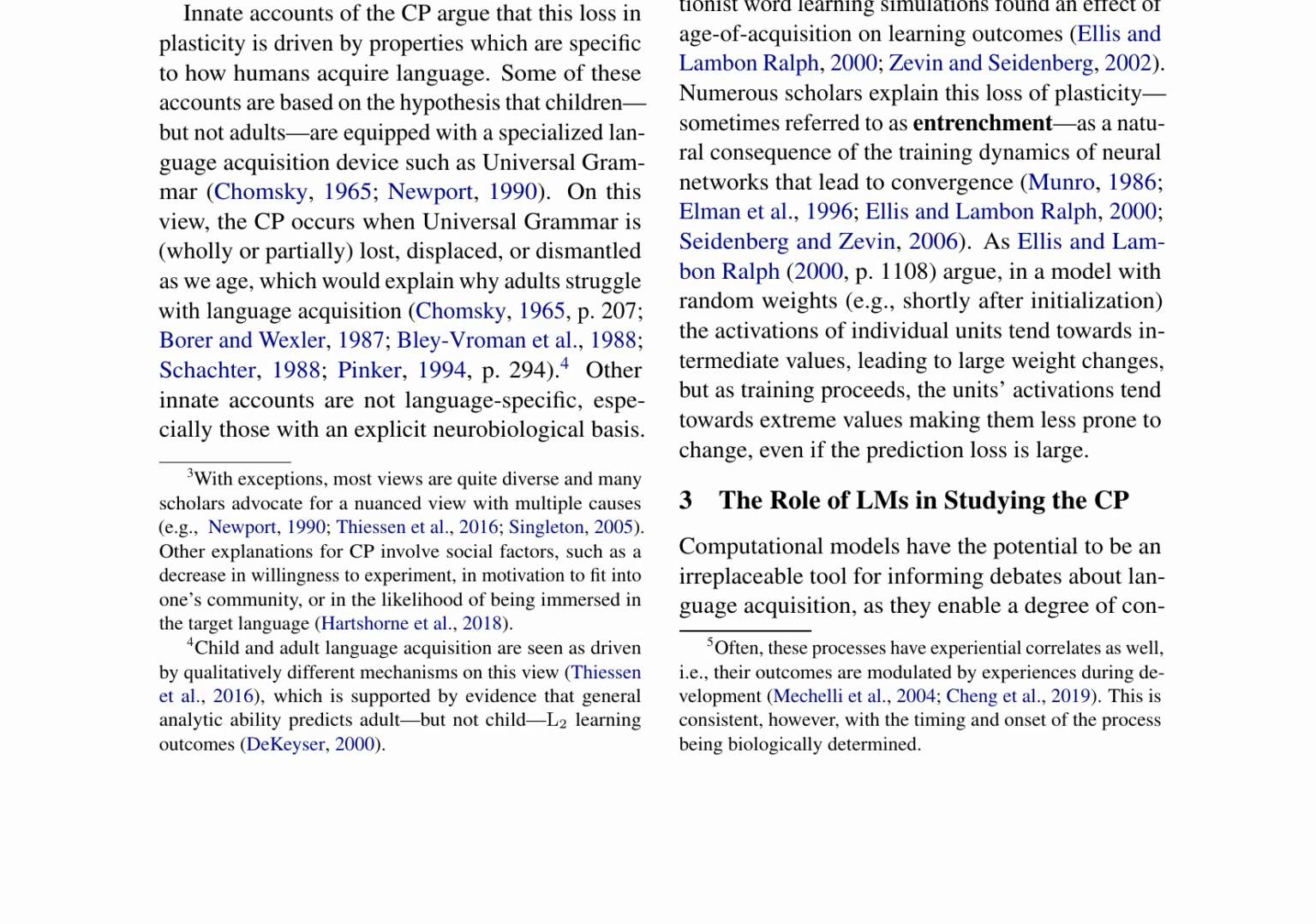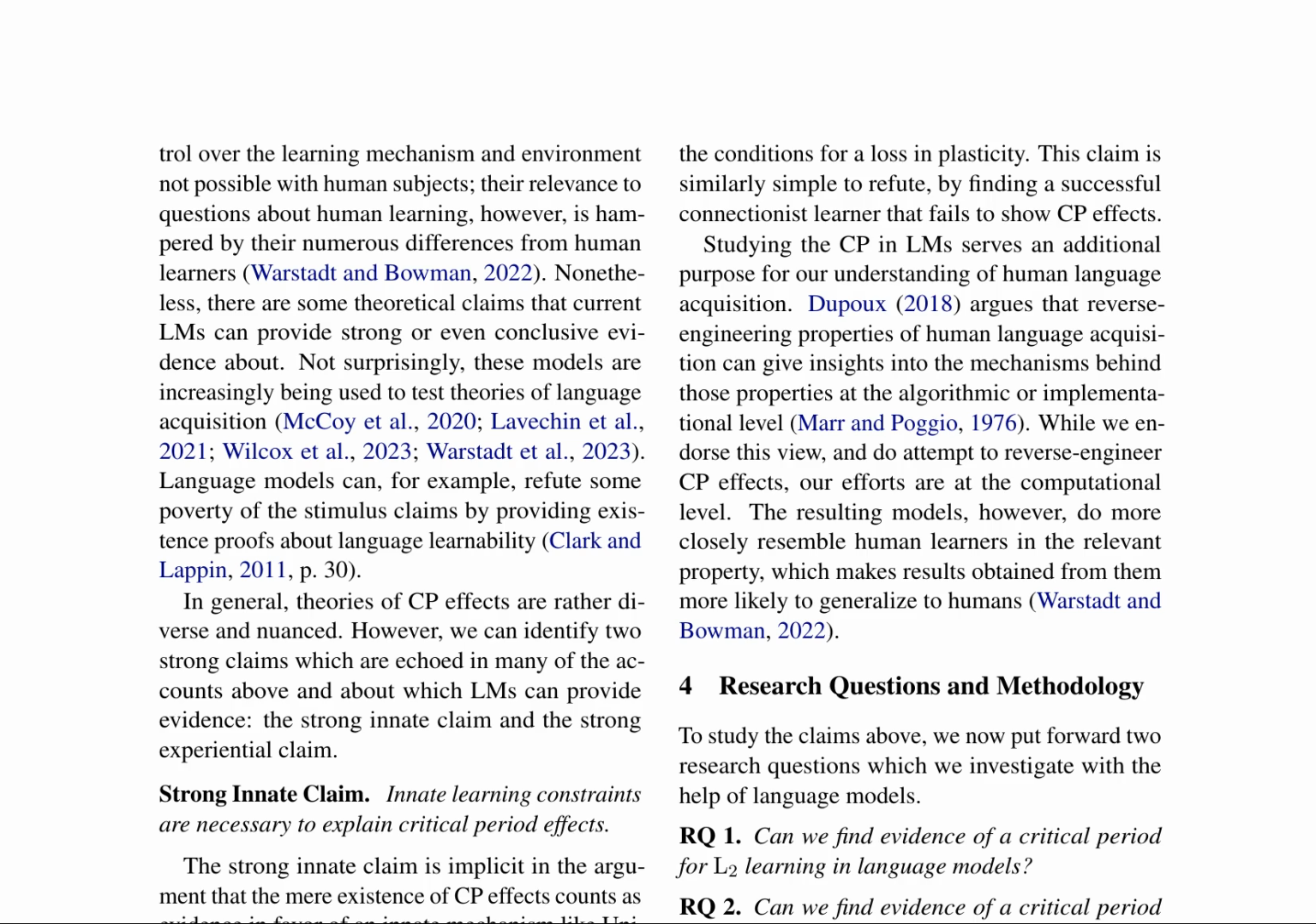By leveraging language models, researchers can investigate the complex interplay between language attrition and the critical period effect, ultimately shedding light on the intricate processes governing human language acquisition. Research in language acquisition has been hindered by the limitations of studying human subjects, but language models have emerged as a promising tool for testing theories of language acquisition. Despite their differences from human learners, language models can provide strong evidence for certain theoretical claims.